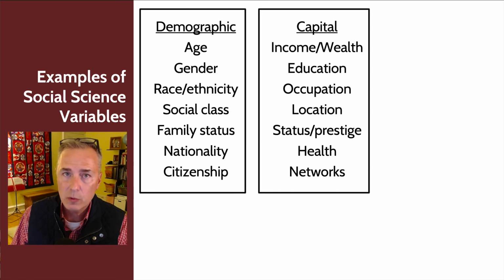Your location, where do you come from? Where do you live? And how does that matter? Status or prestige that may be associated with a certain title or a certain other aspect of who you are. Your health. The social networks you have can all be considered a form of capital as well, because we all know that who you know is just as important as what you know in a lot of cases.